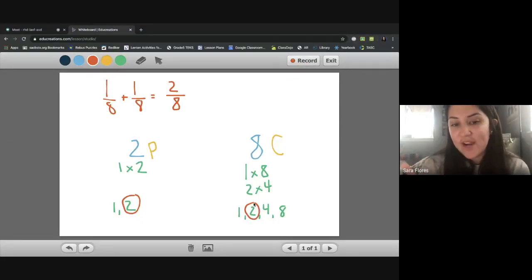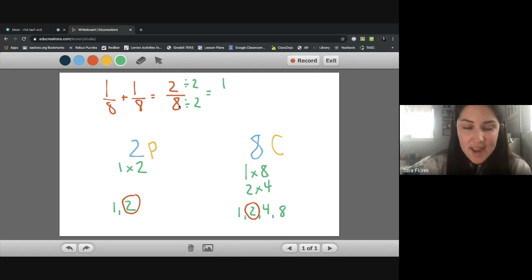Now this is going to work out a little differently, okay? Because it's not 1 anymore, so this fraction will change. Watch what we're going to do here. I'm going to divide my numerator by my GCF and my denominator by my GCF. 2 divided by 2 is 1. 8 divided by 2 is 4. 1/4 is 2/8 reduced to its simplest terms.